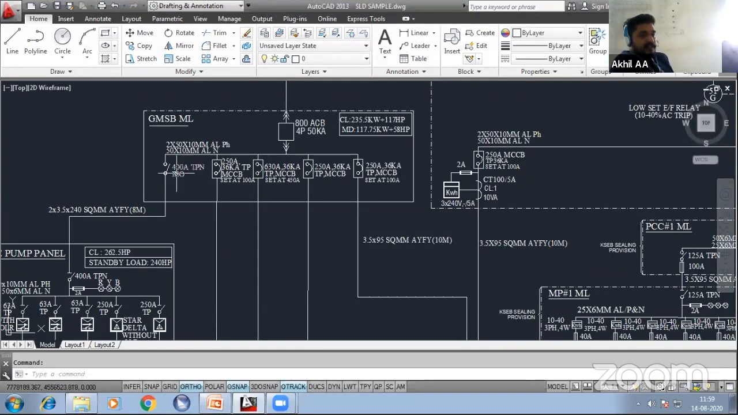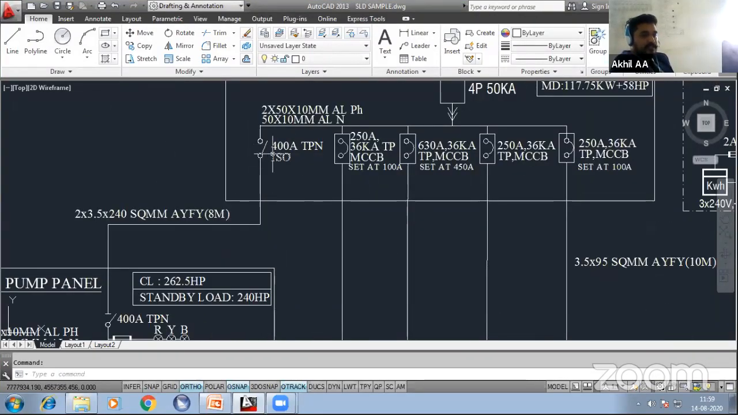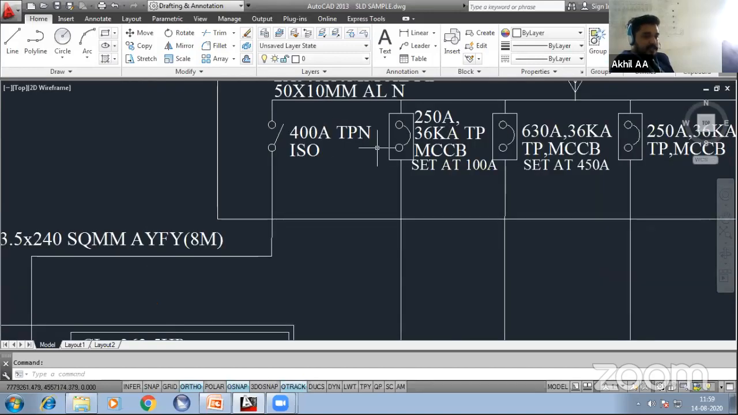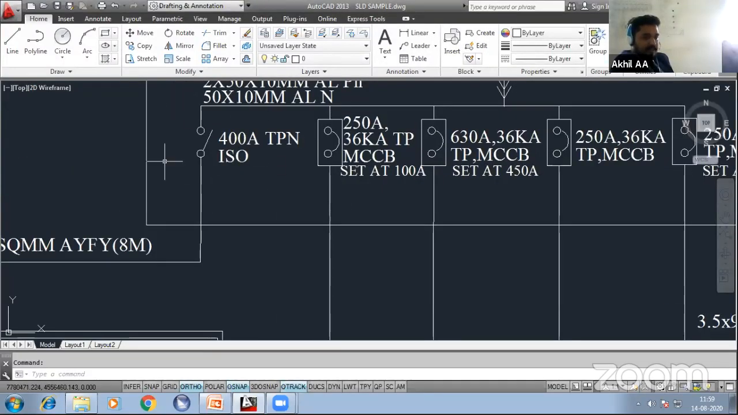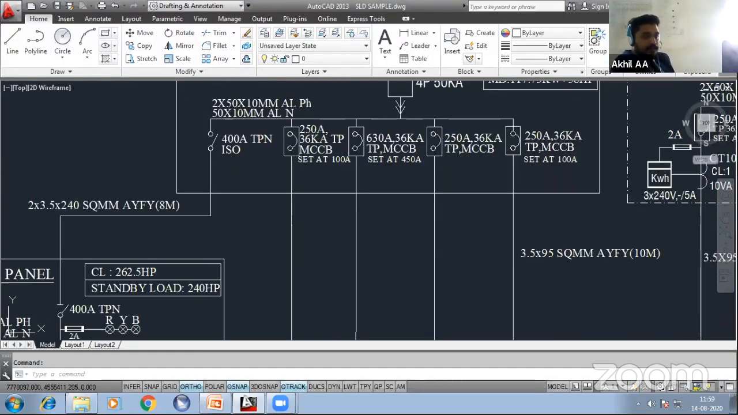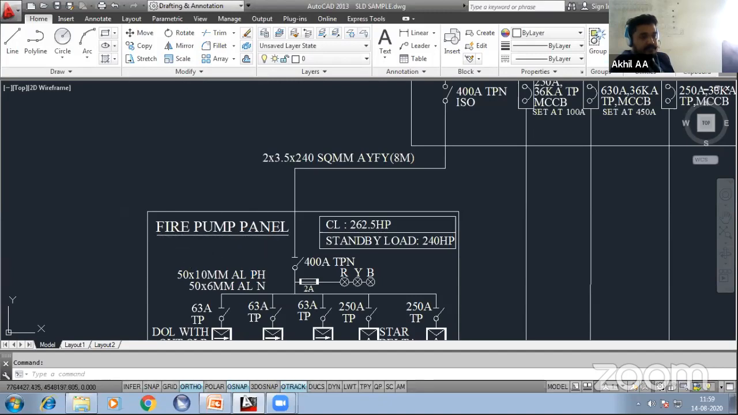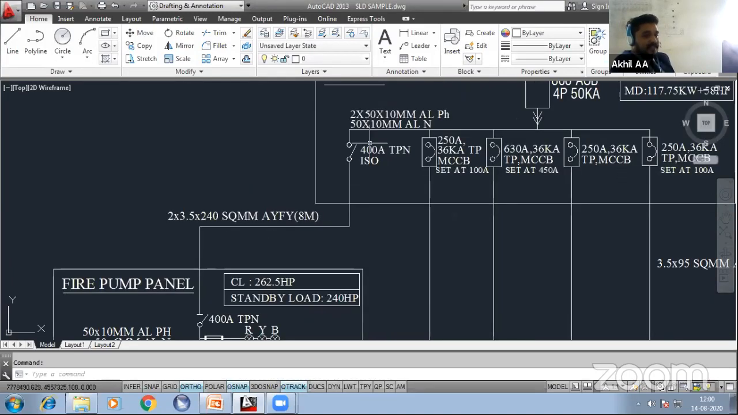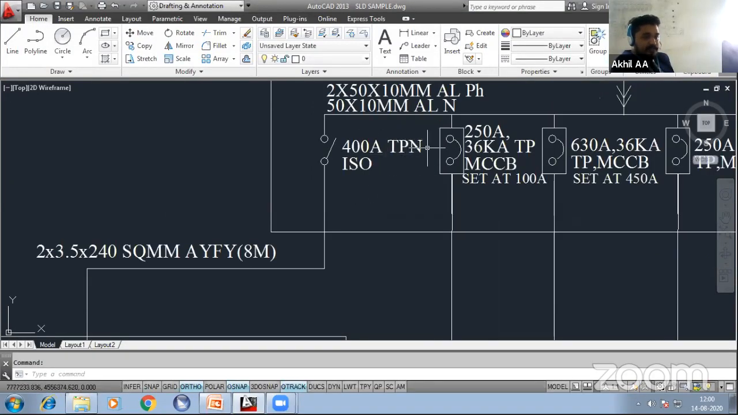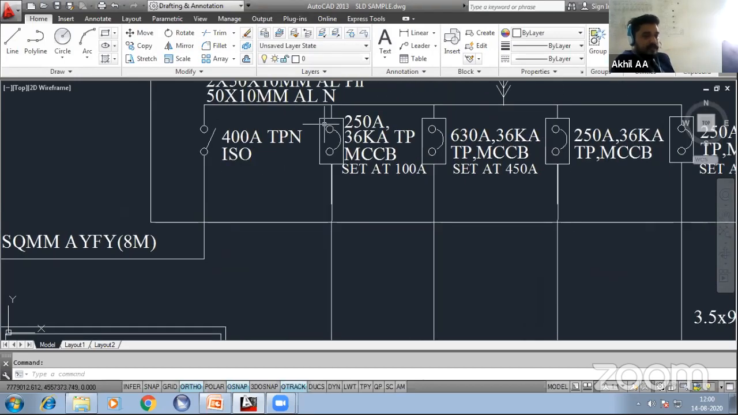And from this generator main switchboard, you can see the first outgoing as a 400 TPN isolator. All these are breakers, MCCB breakers. This one is an isolator. An isolator is simply known as a switch, an isolating switch, because this one is going to the fire panel. If any high load comes, and you place an MCCB, it might accidentally trip. That is why we are not using breakers for the fire panel, only an isolator.